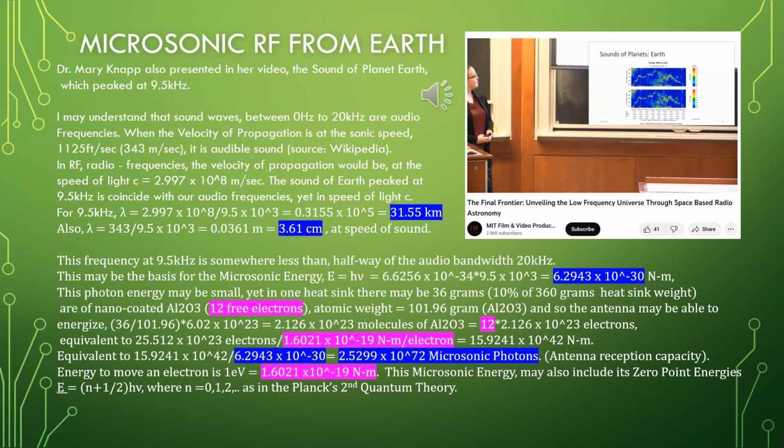Energy to move an electron is 1 eV, equal to 1.6021 times 10 to the power minus 19 newton meter. This microsonic energy may also include its zero-point energies, E0 equal to (n plus half) times h nu, where n equals 0, 1, 2, as in Planck's second quantum theory.